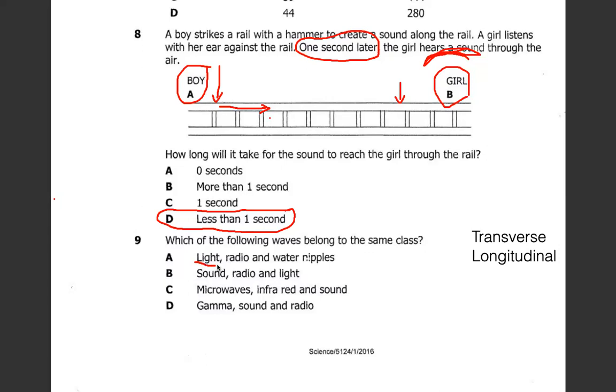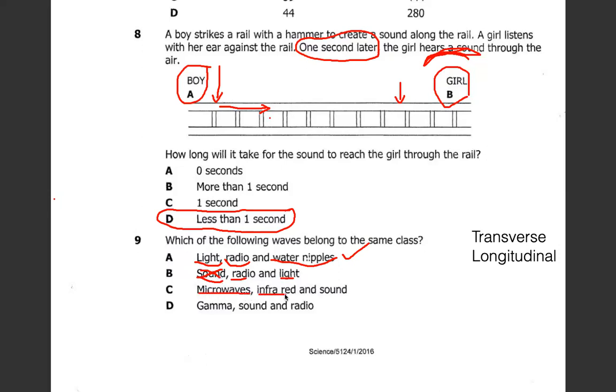So light, transverse; radio, transverse; water ripples, transverse. So these belong to the same class. Let's try here: sound, longitudinal; radio and light, transverse. So this does not belong to the same class where these two belong.